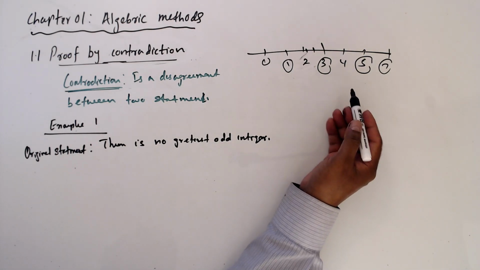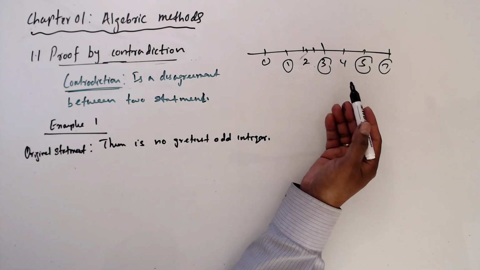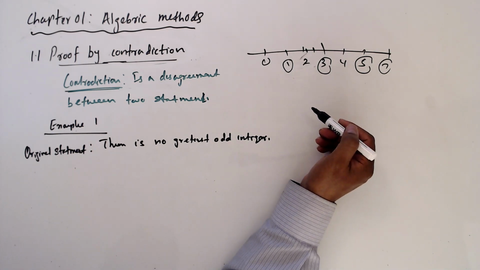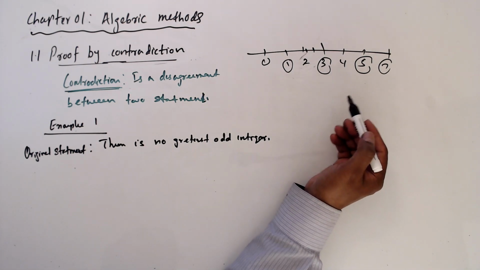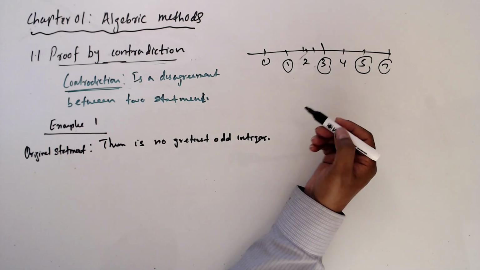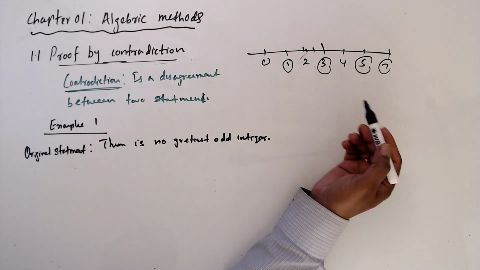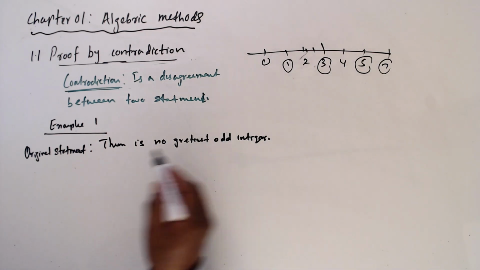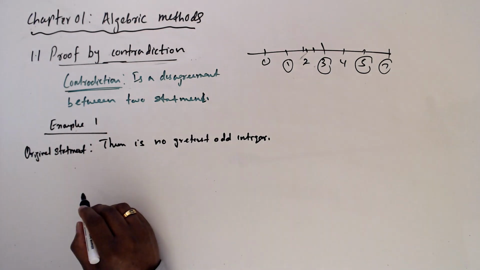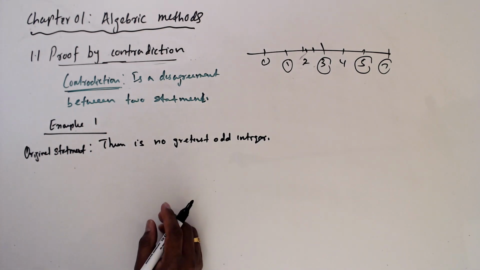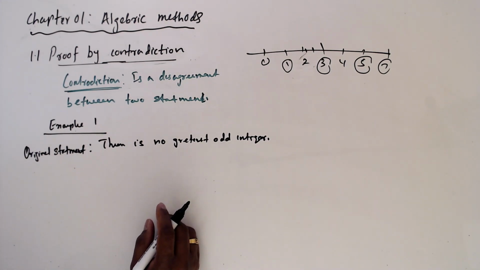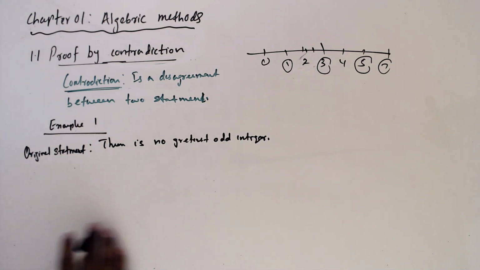If you tell me any odd integer, I can tell you the next odd integer. This continues, and if you tell me one odd integer, I will tell another one. Until our life is finished, we can continue like that. So there is no greatest odd integer. If you tell me something greatest, I can tell the next one. So that is the idea. This is the original statement.